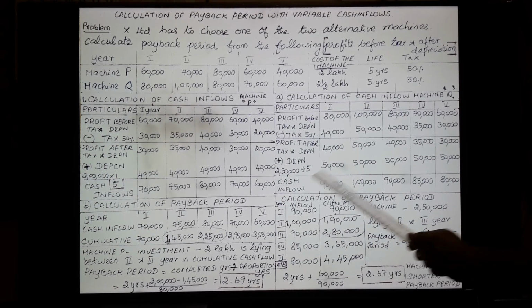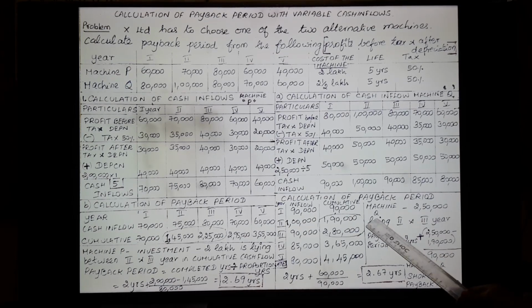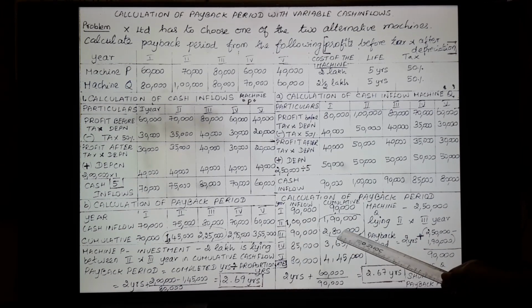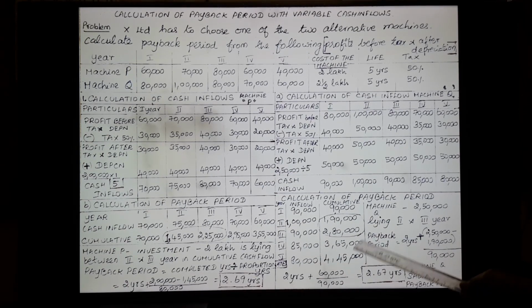How will you find it? 90,000 is the same for the cumulative for the first year. For the second year, 90,000 plus 1 lakh, you get 1 lakh 90,000, and 1 lakh 90,000 plus 90,000, you get 2 lakh 80,000, and 2 lakh 80,000 plus 85,000, you get 3 lakh 65,000, and 3 lakh 65,000 plus 80,000, you get 4 lakh 45,000.